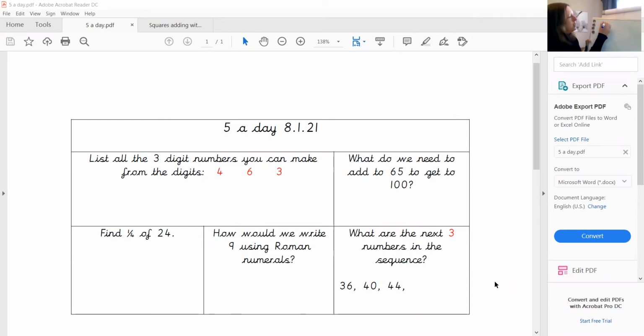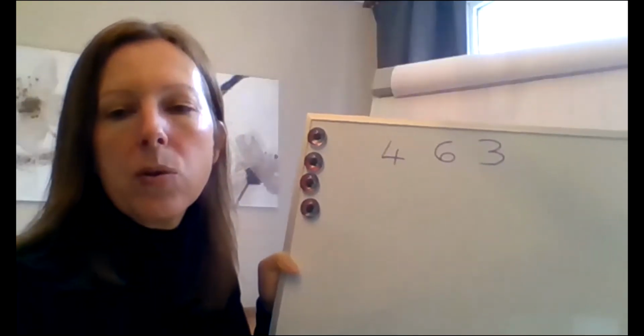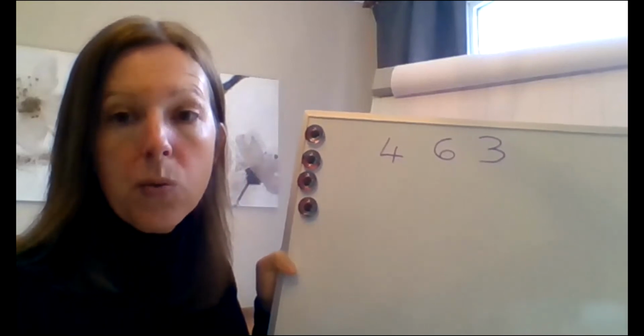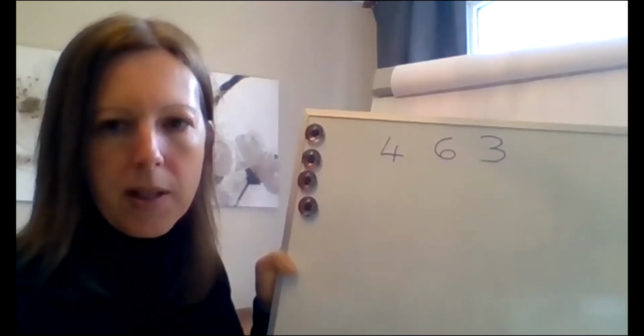So we were given the digits 4, 6 and 3. Okay, so I'm going to come back out of this for a moment so you can see the board nice and clear. Now, the question was to think about all the different possible numbers, 3-digit numbers that we could make using those 3 digits there.